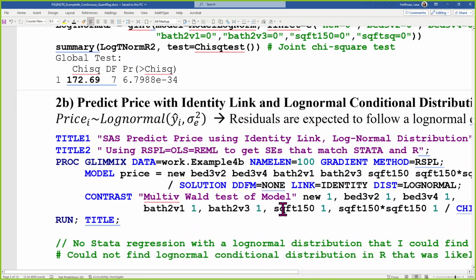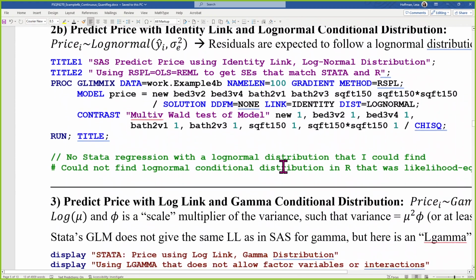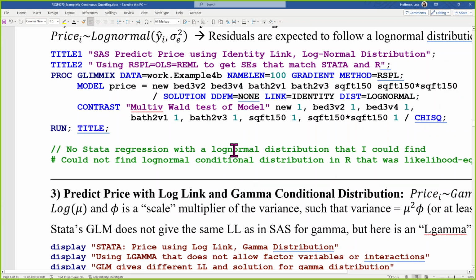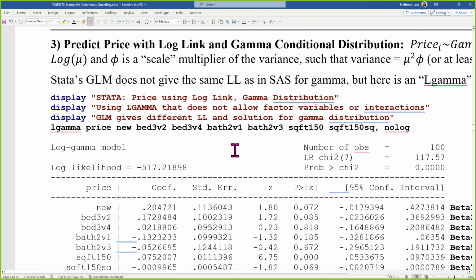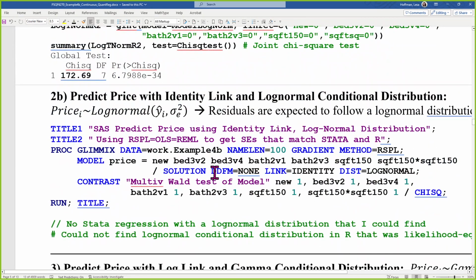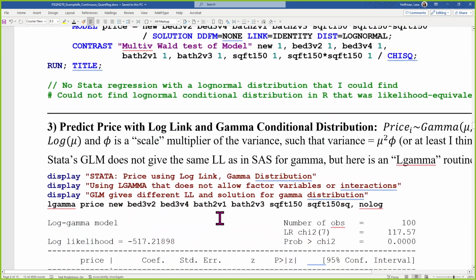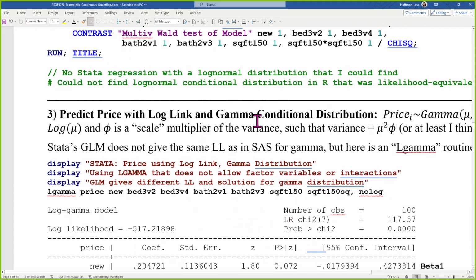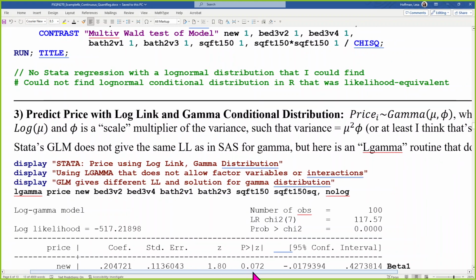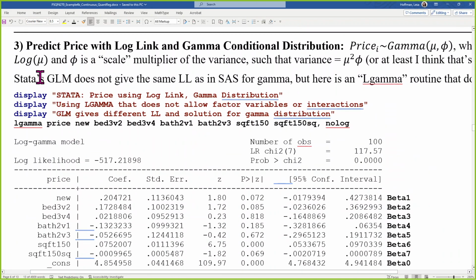Here is the actual log normal model in PROC GLIMMIX. And Stata, yeah, I don't have the output, but it's exactly the same. Here's an alternative. Here's log link and gamma. So this is for skewed continuous outcomes that don't have zeros. And in Stata's GLM, it actually gives a different result. And so somebody fixed it with a routine called L-gamma that I downloaded.